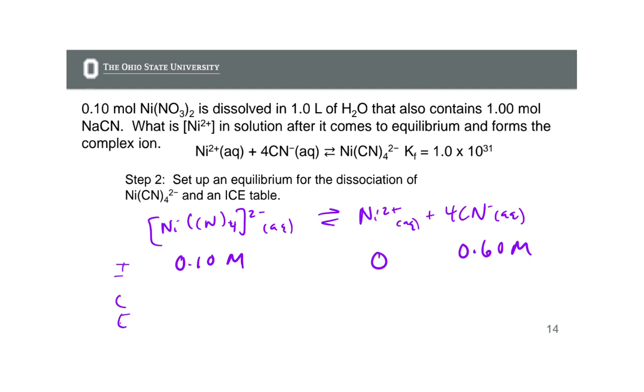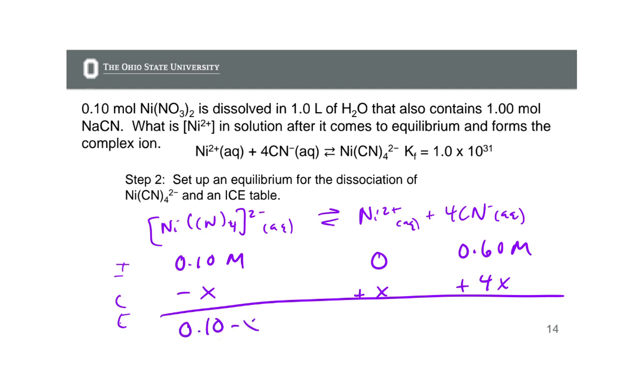Okay. So then we'll do our normal ICE table routine, minus X for the reactant, plus X for the nickel ion, and plus 4X for CN minus. So then at equilibrium, we're going to have 0.1 minus X for the complex ion, X moles per liter for the nickel, and 0.6 plus 4X for the CN minus.